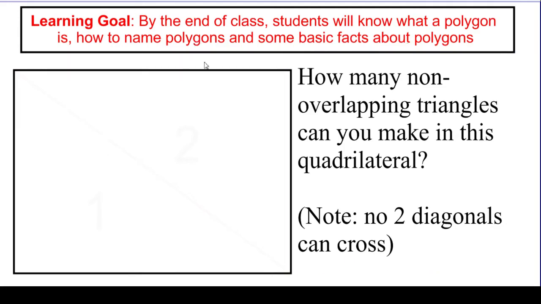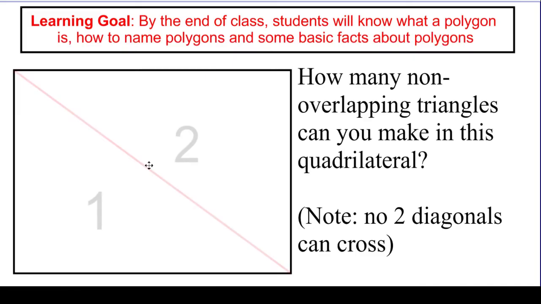and it might come in different forms like a rectangle or a square. But what we're wondering is how many triangles can you fit inside this quadrilateral, assuming that none of the triangles are overlapping each other? And the hint for this, in order to figure out how many triangles you can fit inside this quadrilateral, is to make sure that none of the diagonals that you're drawing cross each other.